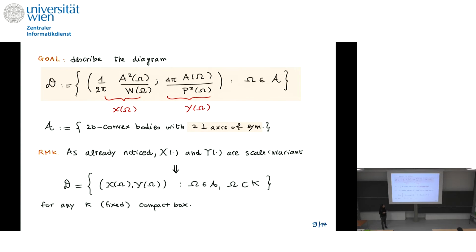This is useful because now the diagram is the same as the diagram associated to the two components when we add the inclusion in a fixed box. This is important because it gives somehow a compactness of the shapes under study.